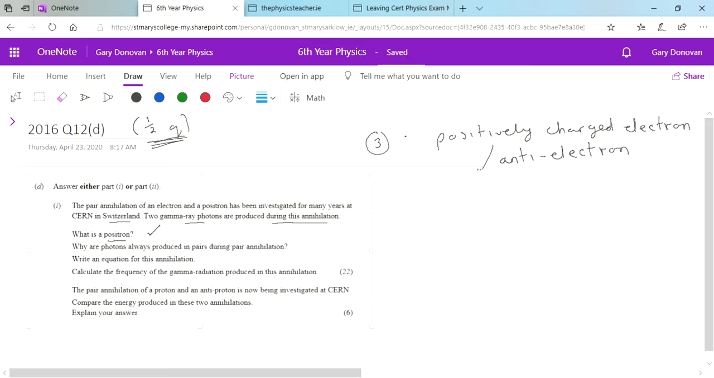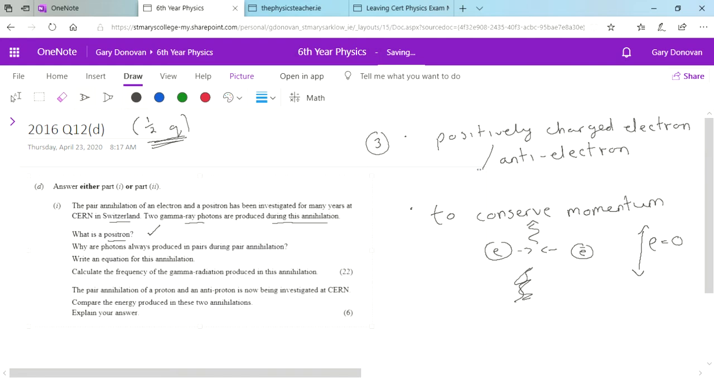Why are photons always produced in pairs during pair annihilation? So this is something that I mentioned in the videos. And again, it's a really short answer. Very simply, to conserve momentum. So say this is our pair annihilation. If there is an electron and an anti-electron coming together in this direction, at the moment the momentum in the vertical direction is 0. So you can't just produce one photon going in this direction because we no longer have a 0 momentum in the vertical direction. So you have to have another photon going in the opposite direction, so the momentum of this photon cancels the momentum of this photon, so the overall momentum stays as 0. But all you need to write is to conserve momentum, and that will get you 3 marks.